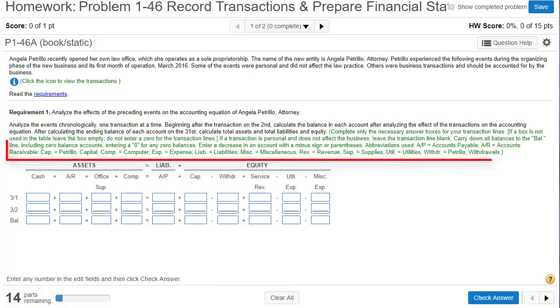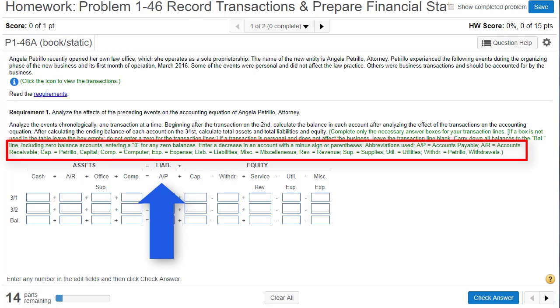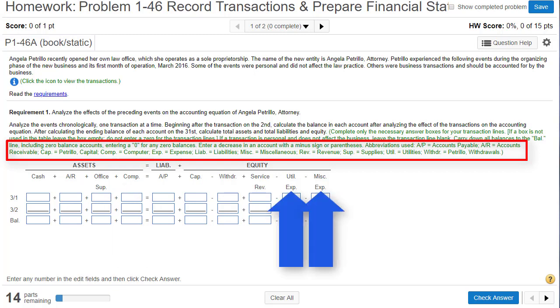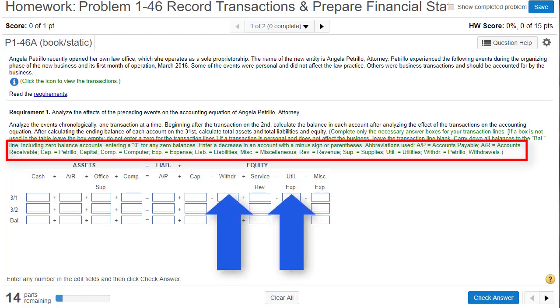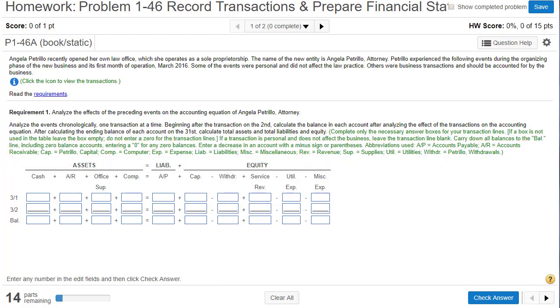Now let's talk about abbreviations. AP is accounts payable. AR is accounts receivable. CAP is capital, so that's the capital account of the owner, Petrillo. COMP stands for computer. EXP stands for expense. LIAB stands for liabilities. MISC stands for miscellaneous. REV is revenue. SUP is supplies. UTIL is utilities. And withdraw is the owner's withdrawals account, also known as draws.